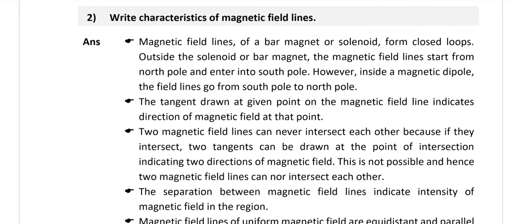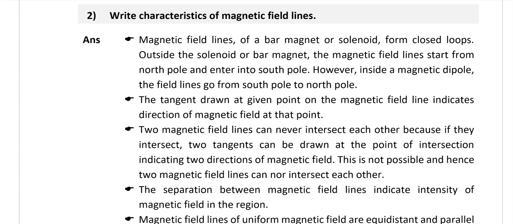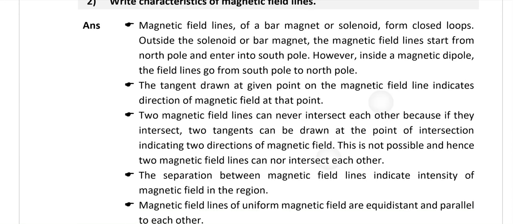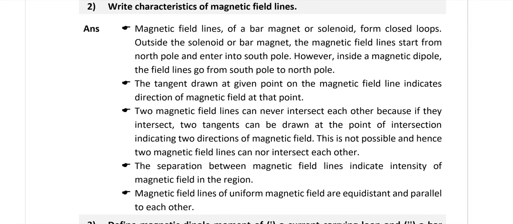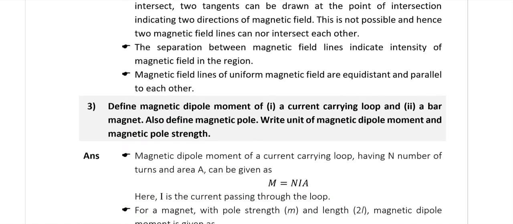Second question, write characteristics of magnetic field lines. Now, I'll not read this answer because it is very similar to what we had in electrostatics. Field lines of stationary charge don't form closed loops, whereas field lines for magnetic poles do form closed loops. That is the difference. Otherwise, the points are very similar. You can go through the points.